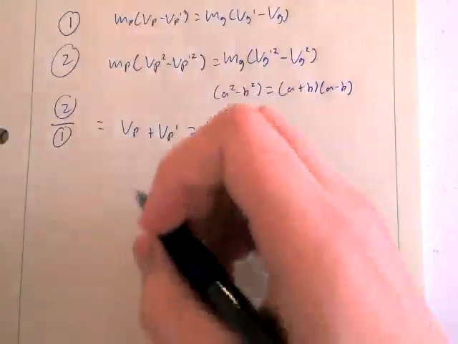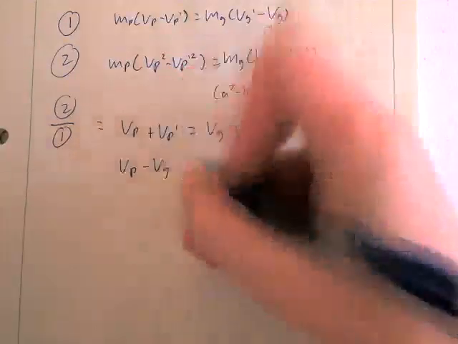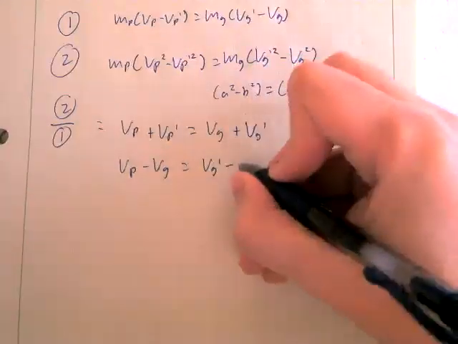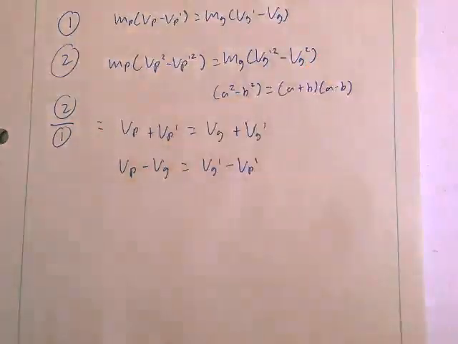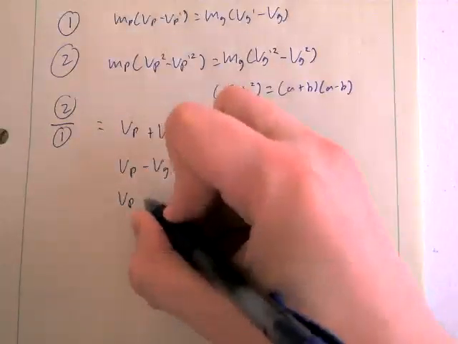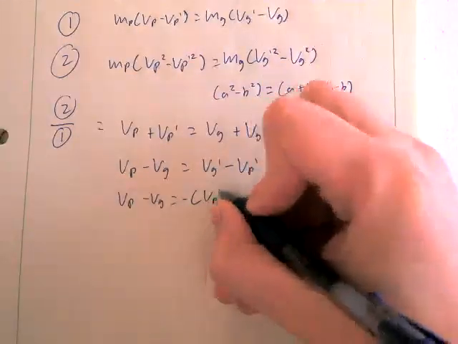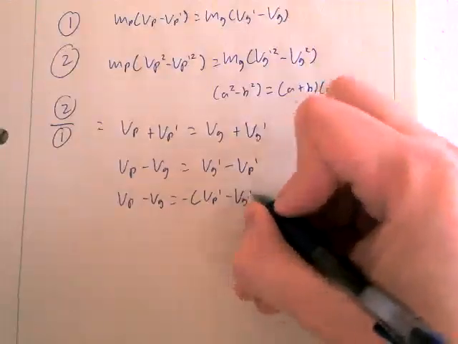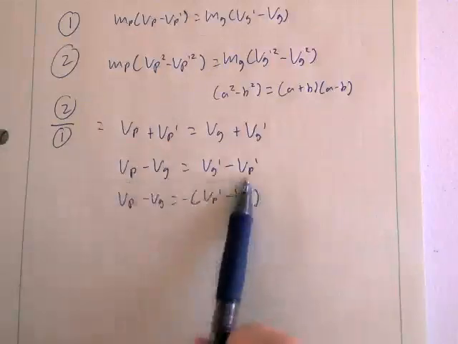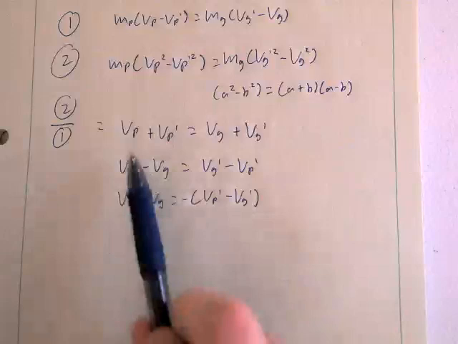And so what I can do furthermore is I can say this. I can say VP minus VG equals VG prime minus VP prime, right? Another way to write this is the same equation again, just rearranged a couple different times. VP minus VG is equal to minus the quantity VP prime minus VG prime. So what is this conceptually telling us? Why is this such an important result? Look at what these terms are saying. All I did here was subtract over VG and then subtract over VP prime.